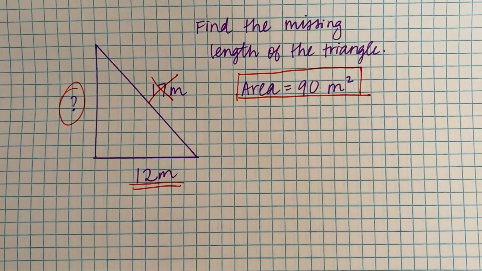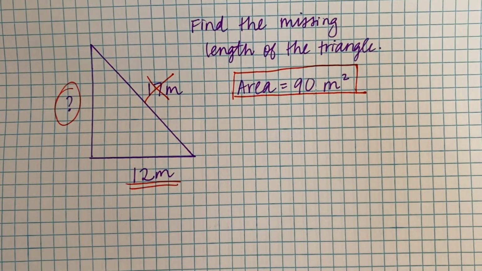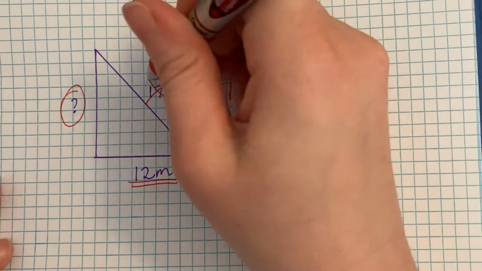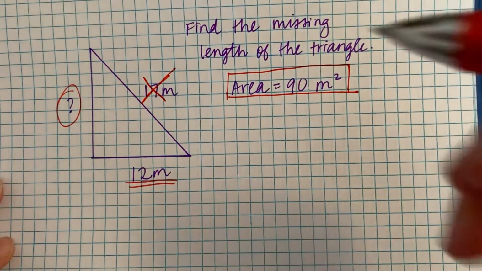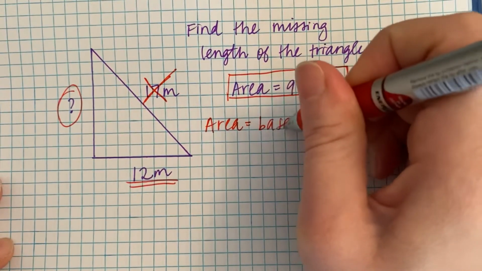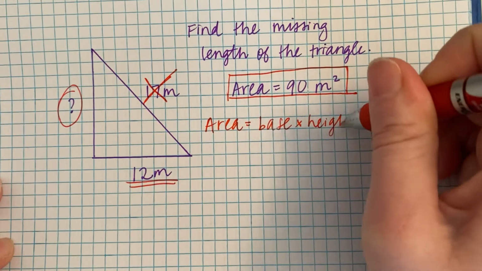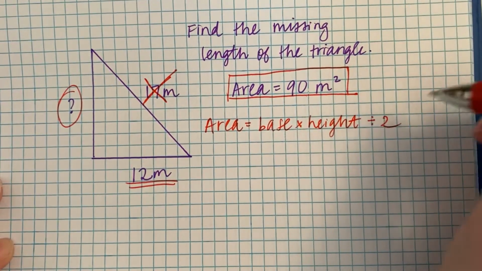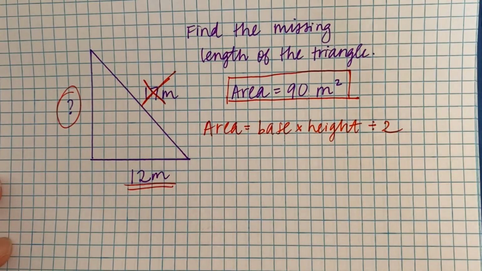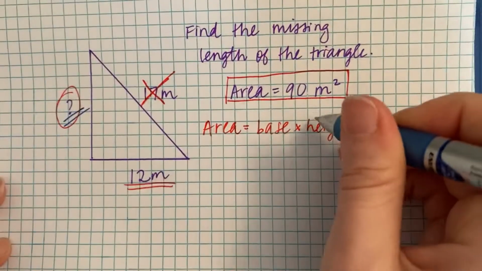I crossed it off because that is extra information. We will not be needing that in order to calculate the missing value. In order to relate the area, the base, and the height, we will not be needing this 17 value. So, as you might know, the area of a triangle can be found by multiplying the base times the height and then dividing by 2, all right? So we're going to use this information to help us find the missing value, which is the height.